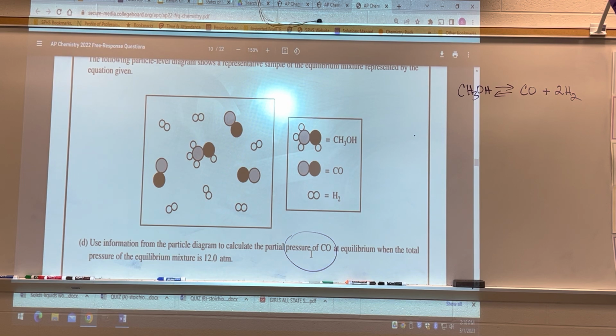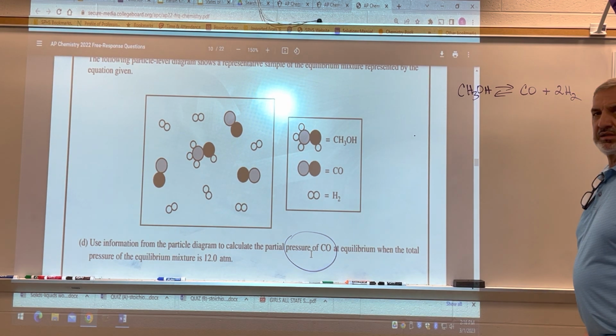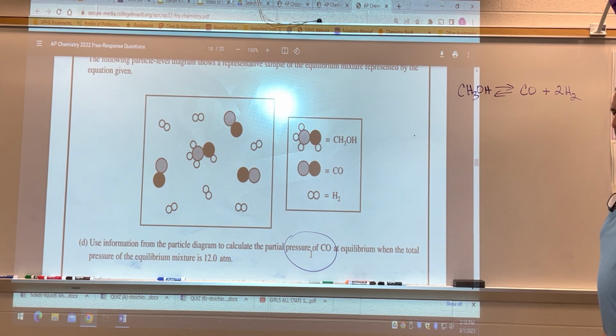Okay, anybody, Jace, you want to venture a guess? Use the total pressure equals the pressures and use PV equals nRT. Okay, but do we know the temperature? Do we know the volume? No, it'd be nice if we could use PV equals nRT, but I don't have enough information to use that one. Okay, that would be my first instinct. Kaylee? Find the ratio of CO to the total number of molecules.